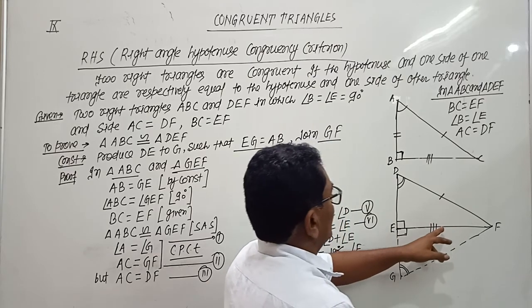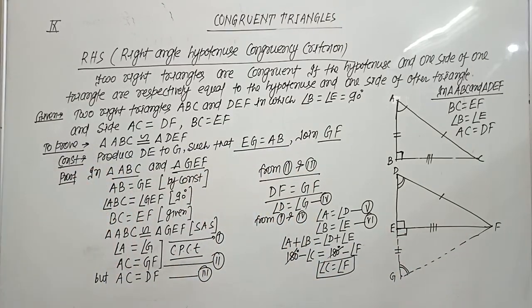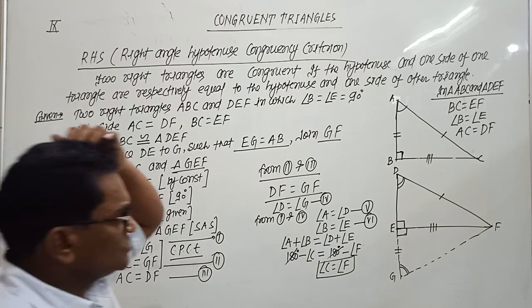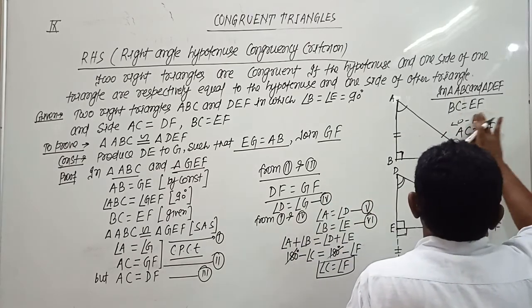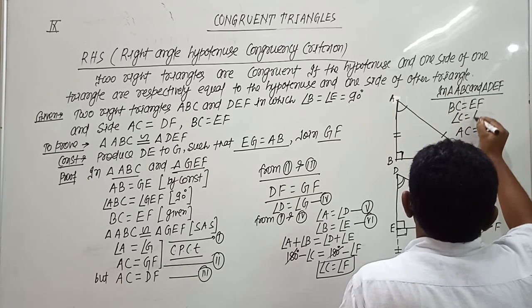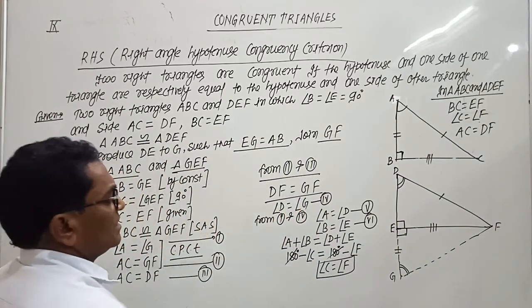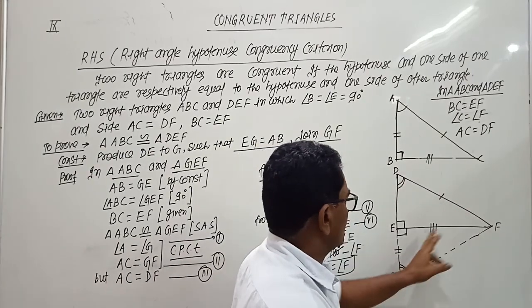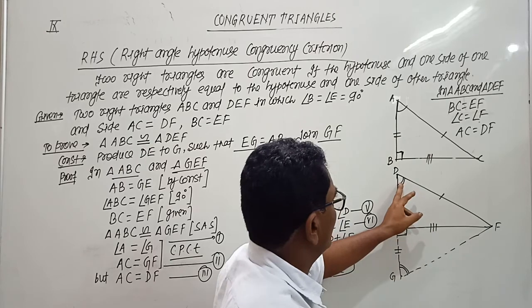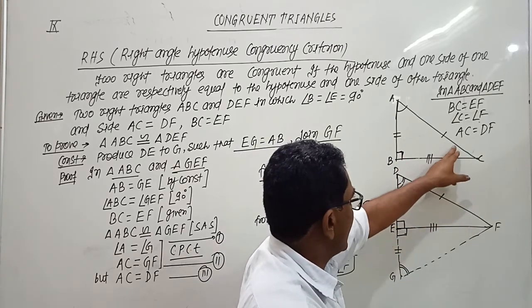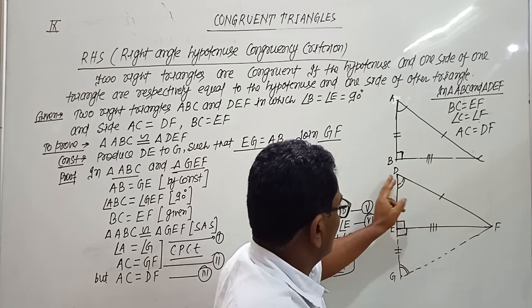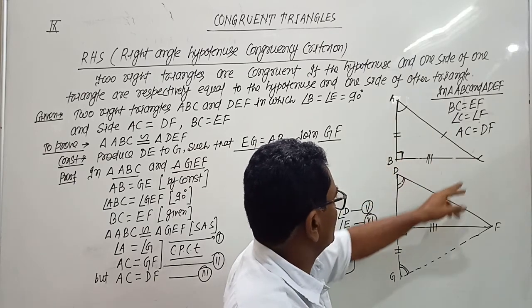So two sides and one angle. BC equals EF, angle C equals angle F, and side AC equals side DF.